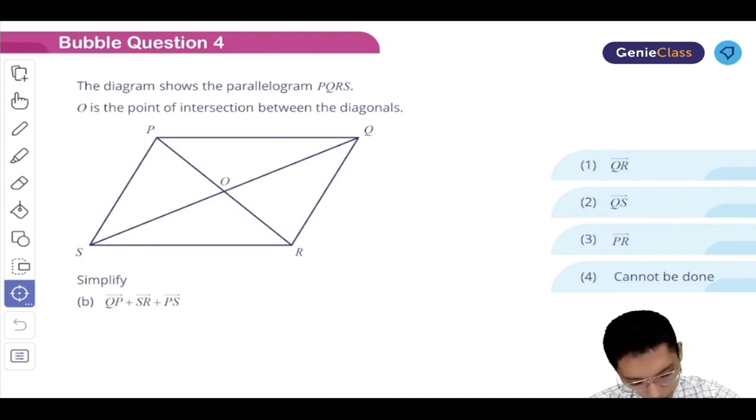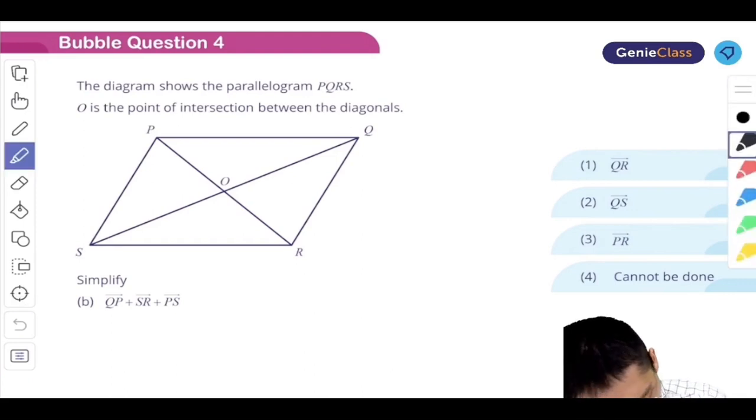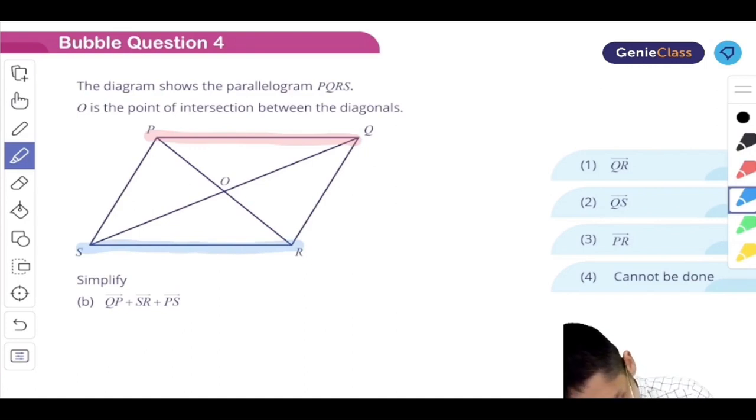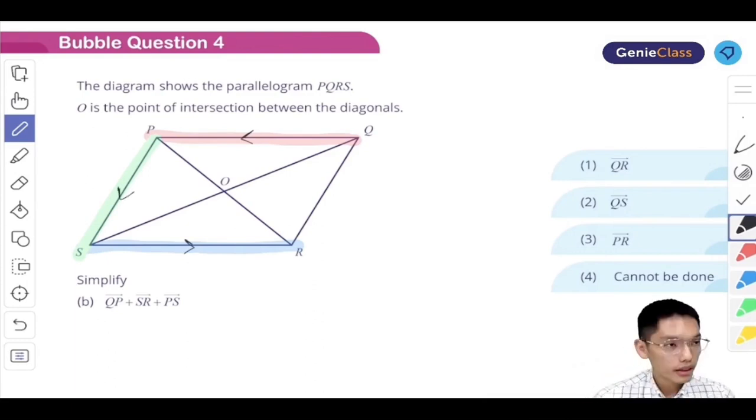Okay, so take note. Be very careful whether it can be done or not. Okay, my first response. Look very carefully. I have QP. I have SR. I think if I draw the last one, it's quite obvious already. There's a lot of hints over here given. I have QP, I have SR, I have PS. What do I get?